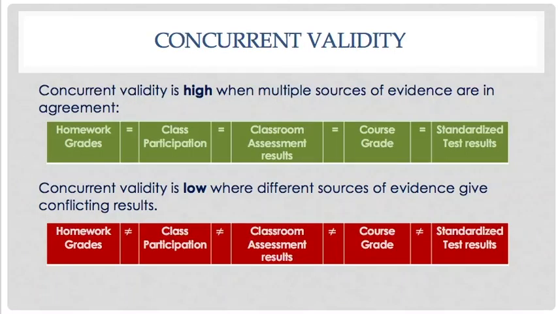So when we think about concurrent validity, it is high when multiple sources of evidence are in agreement. So again, if I'm trying to think about how well my students are understanding concepts, I'm going to look at homework grades, class participation, classroom assessments, course grades, and standardized test results, all as different ways to see whether or not they get science, math, social studies, language arts, or whatever I'm testing. I'm going to use a whole bunch of different sources of information.